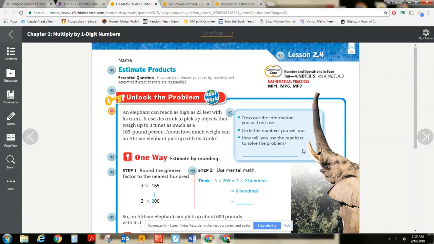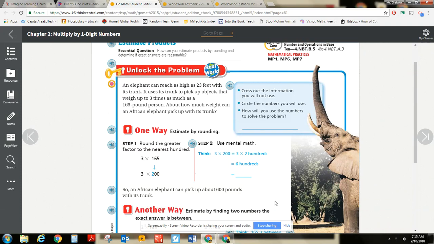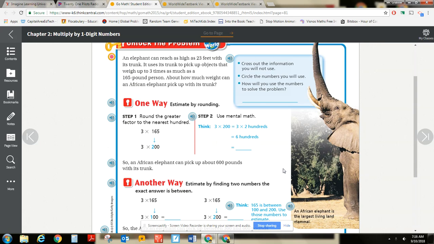Hey, Mr. Grable here. We're going to be going through Go Math 4th grade lesson 2.4. We're estimating products. It's kind of nice because we go back to rounding and estimating, which is always a good thing to go back through. But a lot of today's lesson is going to focus on story problems, not just manipulating the numbers. So it's really important that we take a look at the story problems and identify what's important and cross off what's not. So let's get started.